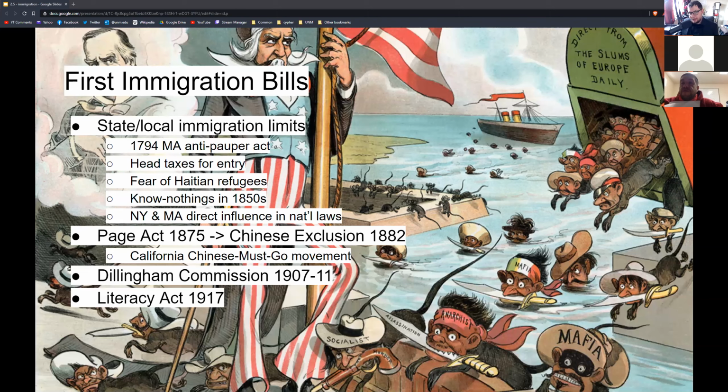And it got worse from the Page Act. In 1882, Congress passed the Chinese Exclusion Act, which basically said no more Chinese immigration whatsoever. And that was the law of the land. And Chinese exclusion would actually remain all the way until 1964, though it would be changed in 1924, which we'll get to. But that was kind of the only thing.